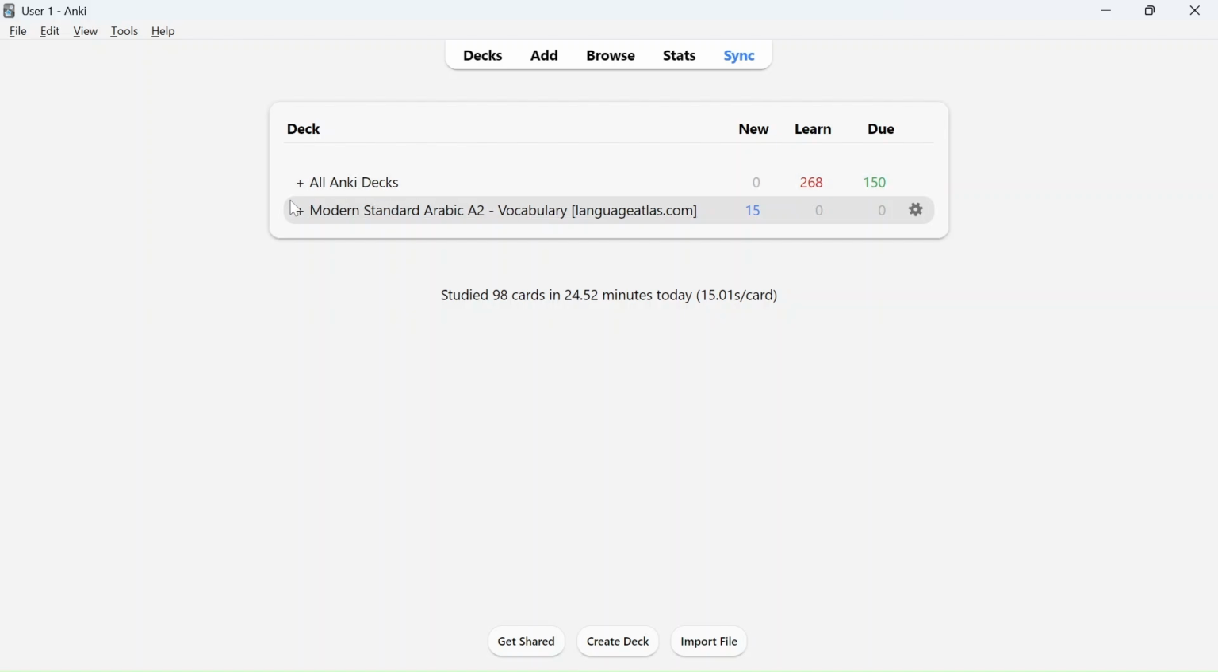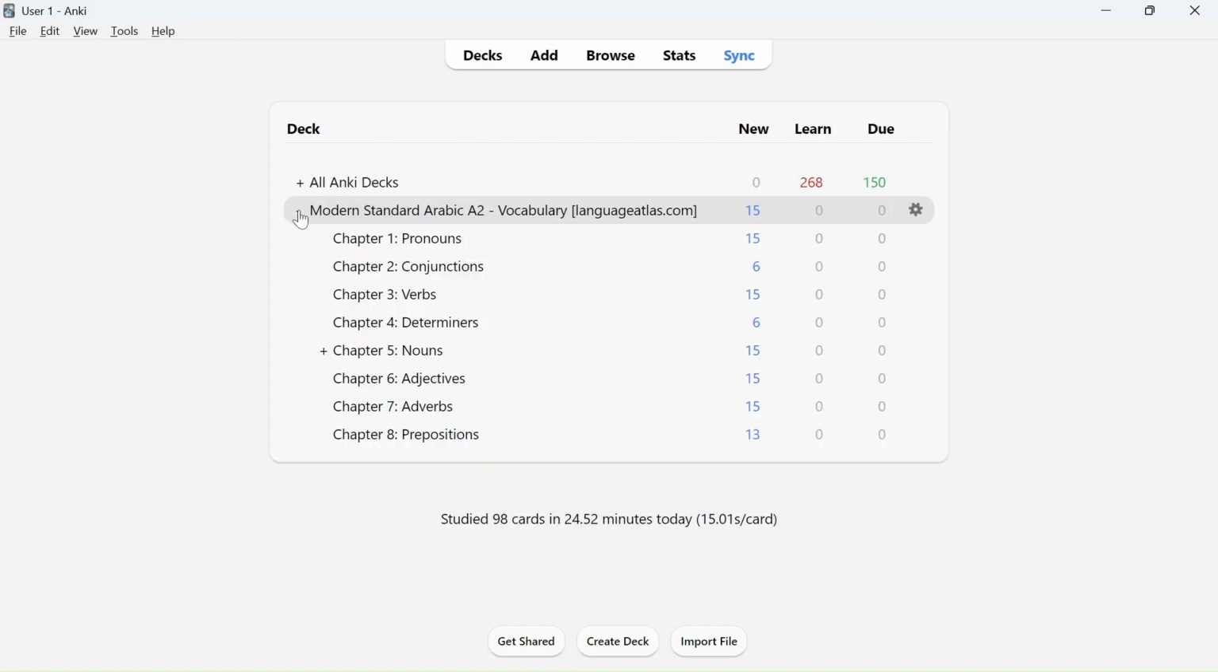Now, having said that, let's get started with my first point, which is to show the course structure. Within the overall Arabic A2 vocabulary Anki deck, you can see that there are 8 chapters, beginning with chapter 1 pronouns, then chapter 2 conjunctions, chapter 3 verbs, chapter 4 determiners, chapter 5 nouns, chapter 6 adjectives, chapter 7 adverbs, and finally chapter 8 prepositions.